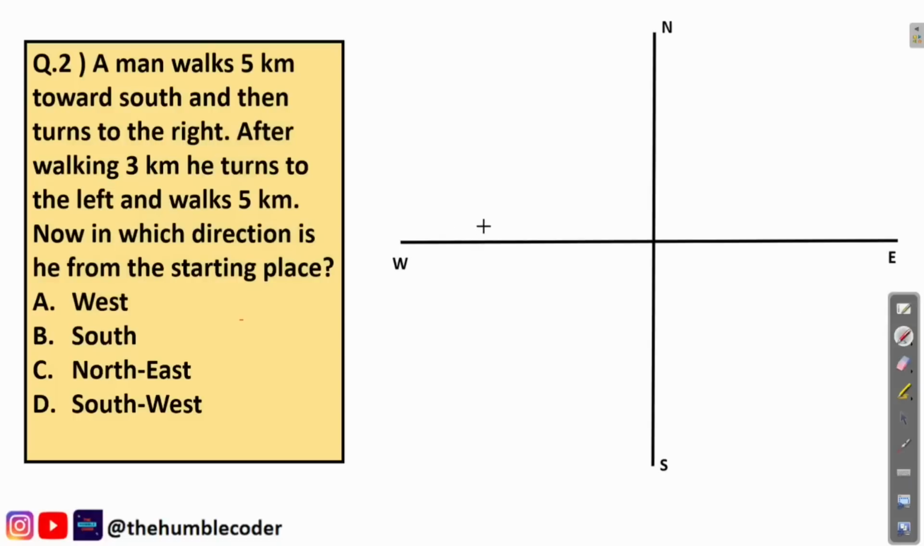watch the remaining video. So question 2: a man walks 5 kilometers towards south. So 5 kilometers towards south.